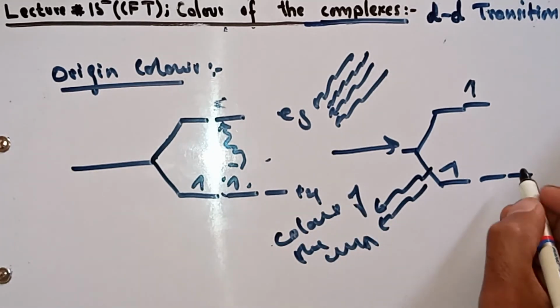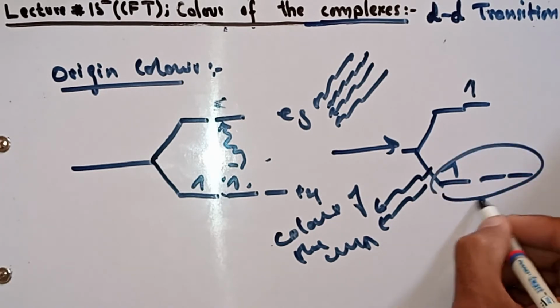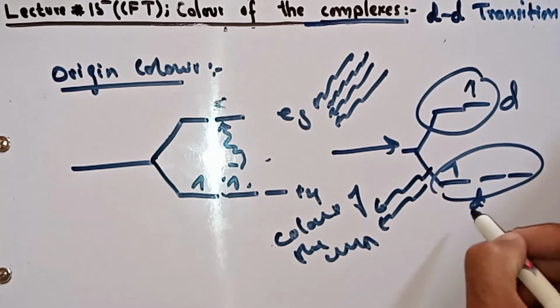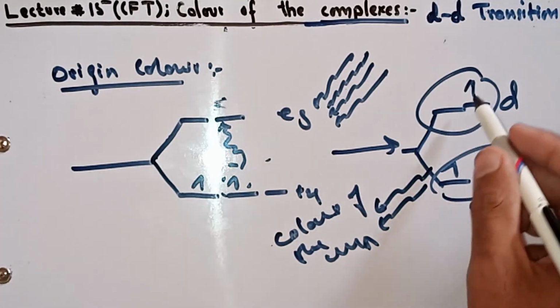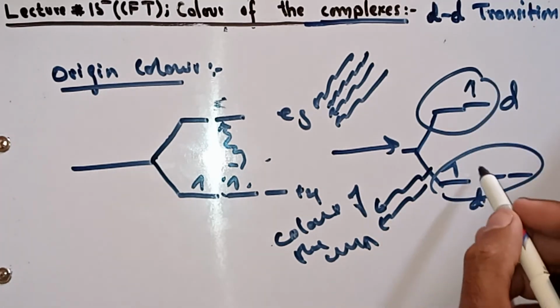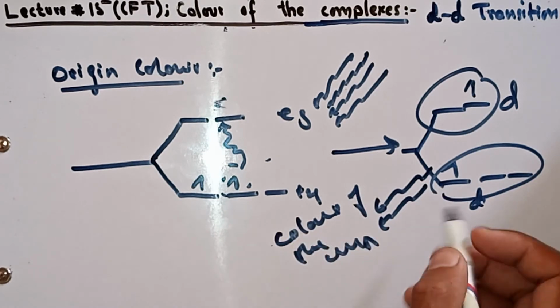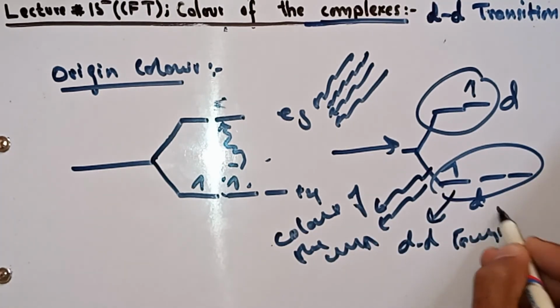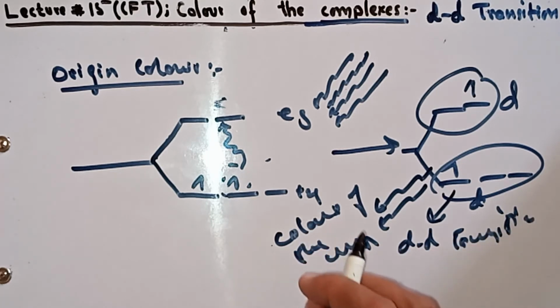Here, this is also part of the d orbital, this is also the set of d orbitals. So the transition occurs from d to d orbital, that's why it is called dd transition. This is called dd transition, is it right? So this is the origin of the color.